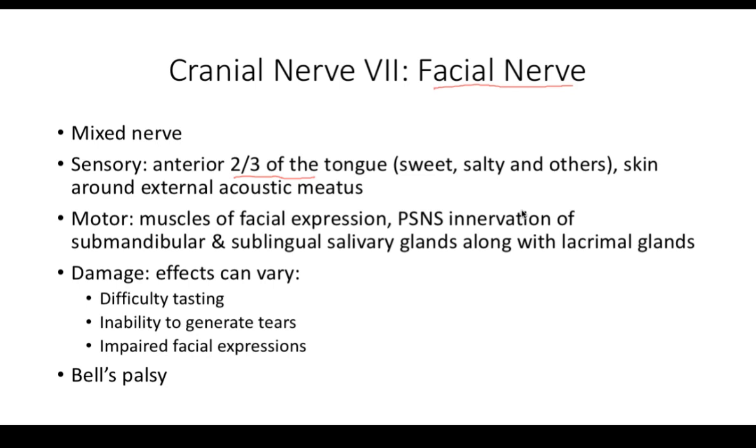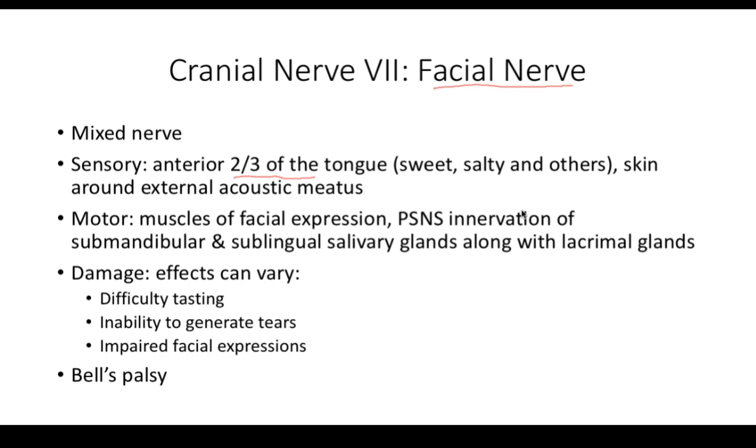Lacrimal meaning tear-secreting glands. With damage to this nerve, there could be a variety of effects from this, depending on which branch. If you see impairment or damage towards the root of the nerve, you're going to see a lot of these functions affected that I just mentioned. If there's damage to a specific branch, you're going to see a more specific function affected by this.